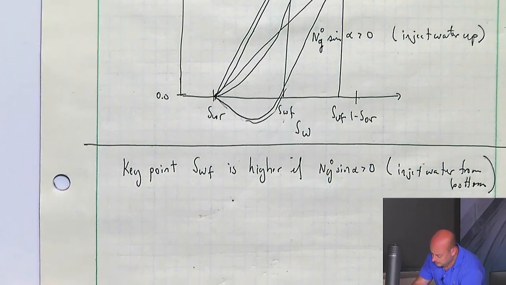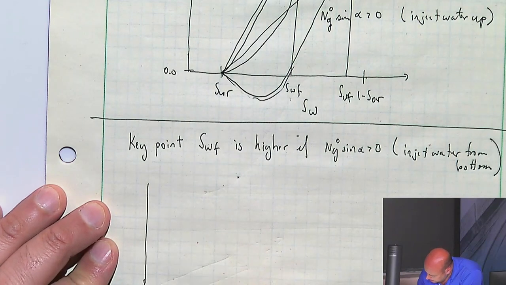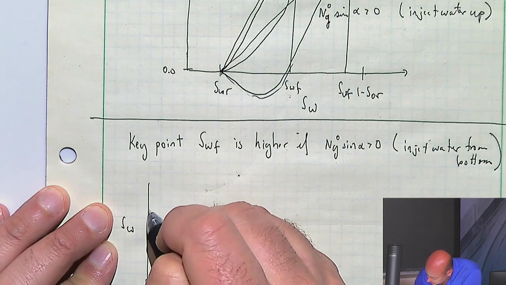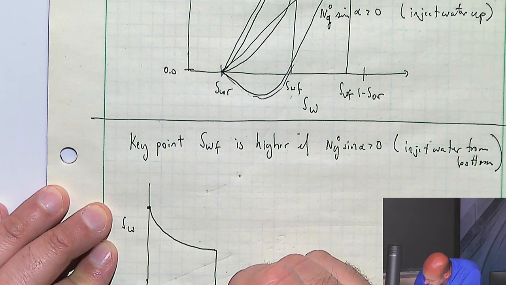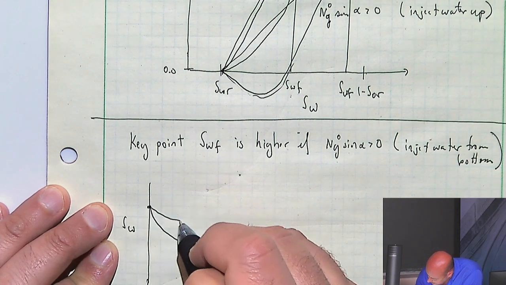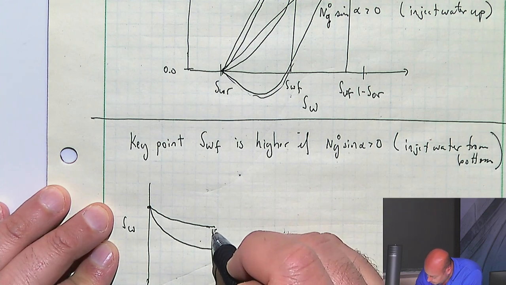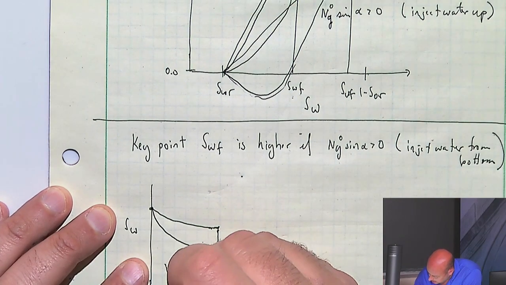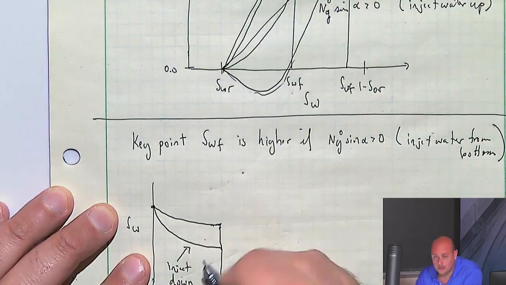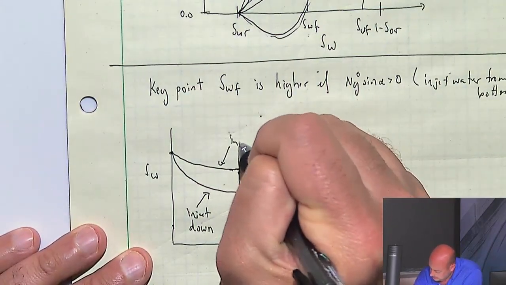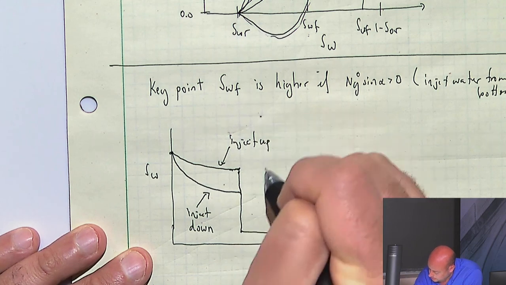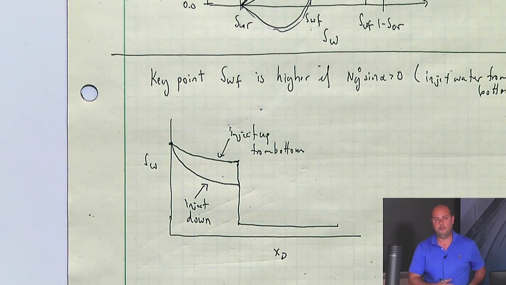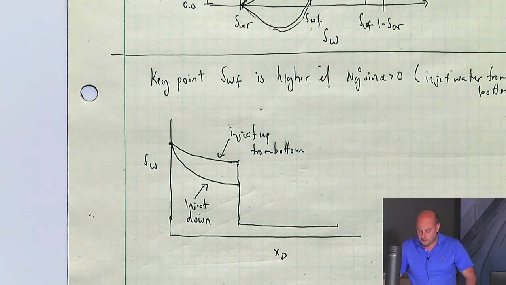So, all things considered, we plotted SW versus XD. The one case, if you inject water down, might do this. But if you inject water up, from the bottom to the top, it might be that. So this is inject down, and this is inject up, so from the bottom. Clearly, injecting water from the bottom and going to the top is better.